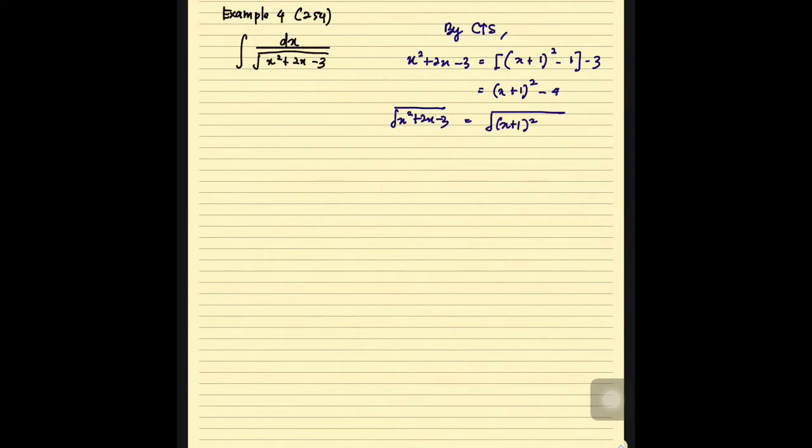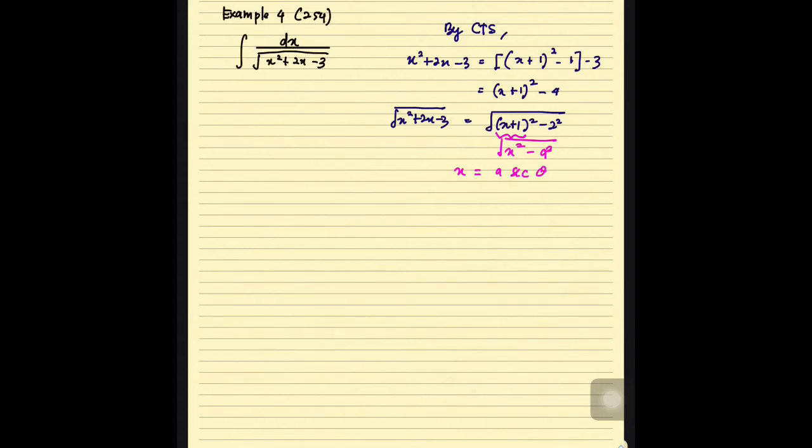Now our square root of x squared plus 2x minus 3 becomes the square root of x plus 1 squared minus 2 squared. So this one is your x. Now it is in terms of x squared minus a squared, square root. When you have it in terms like this, what you need to do is let x be equivalent to a secant theta.